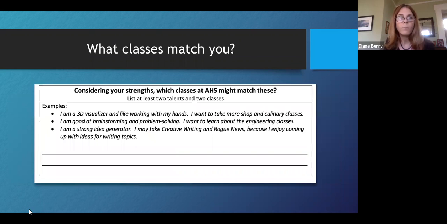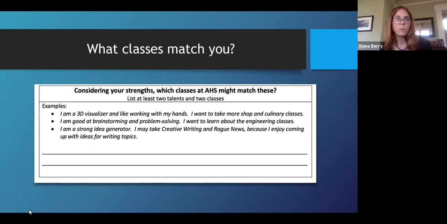Next, we want you to think about those talents, those aptitudes, reflect on those and think, how do those match any kinds of classes that I might take during my senior year? You may have already taken a number before that, but examples of that might be, I'm a 3D visualizer and I like working with my hands. I imagine things in dimension. And you might think, gosh, I want to take more shop or culinary classes, 2 classes that really involve more spatial and dimensional imagination.